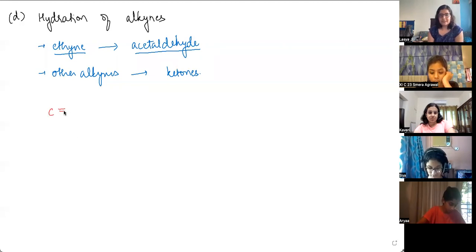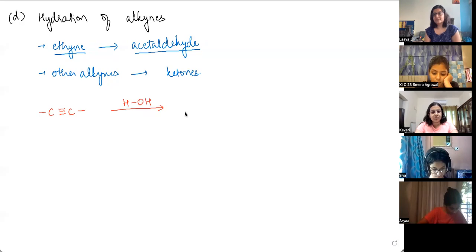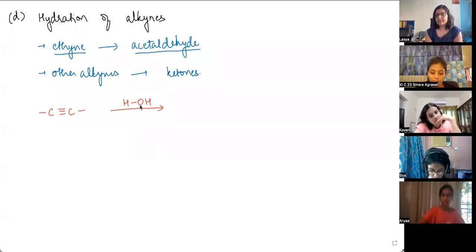So alkynes would be C triple bond C, and then you have hydrogen, whatever it may be over here. On adding water, so water is HOH, it's a very similar mechanism as what you have in hydration of alkenes. So one side of the triple bond, you have hydrogen getting added, the other side oxygen, OH getting added. The reason why you end up with aldehydes and ketones is that enol tautomerization.